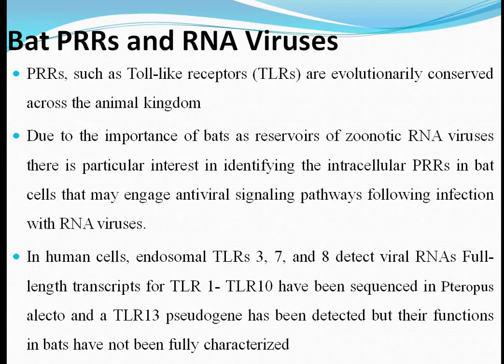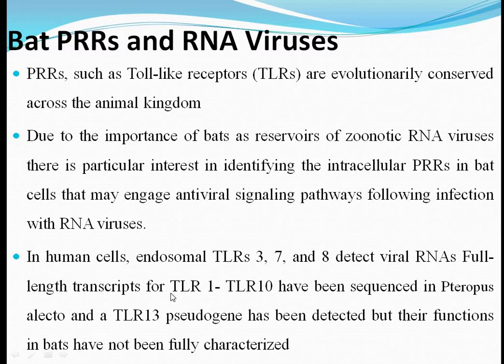Pattern recognition receptors such as toll-like receptors are evolutionarily conserved across the animal kingdom. Due to the importance of bats as a reservoir of zoonotic RNA viruses, there is particular interest in identifying the intracellular pattern recognition receptors in bat cells that may engage antiviral signaling pathways following infection with RNA viruses. In human cells, endosomal toll-like receptors 3, 7 and 8 detect viral RNAs.